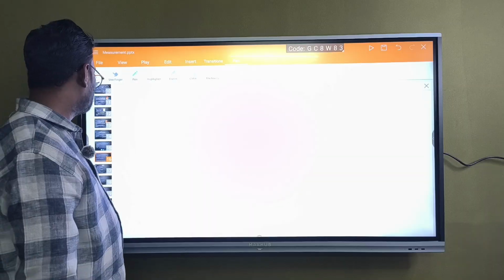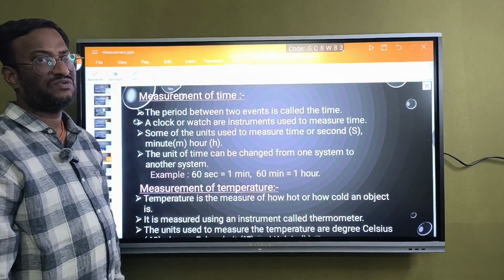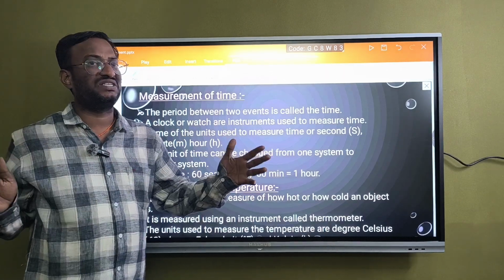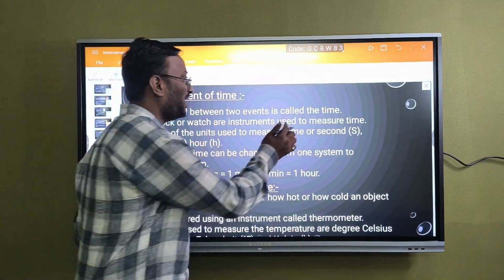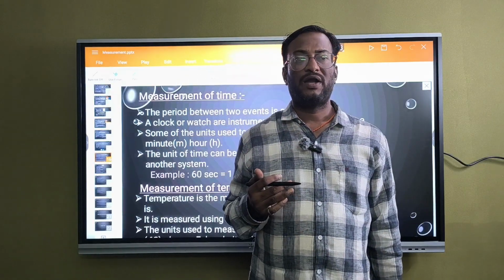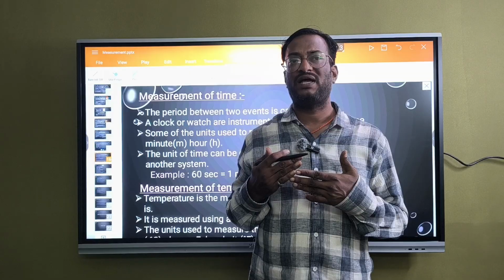Next topic is measurement of time. The period between two events is called time. So what is time? The period between two events. Two events will happen, and in between those two events we call it time.